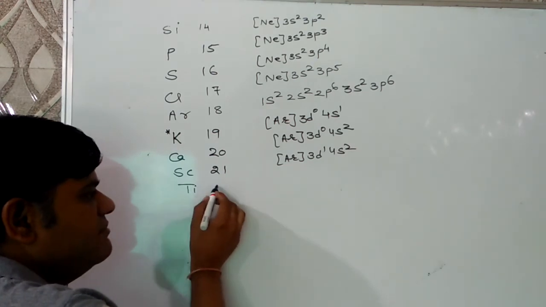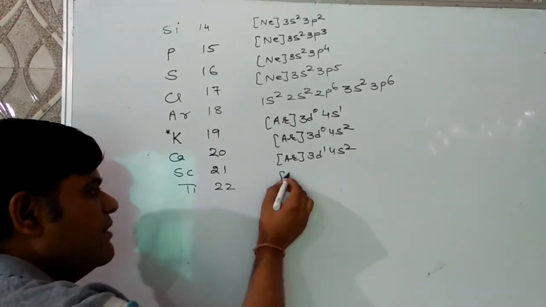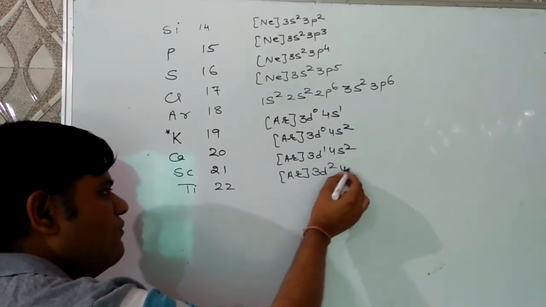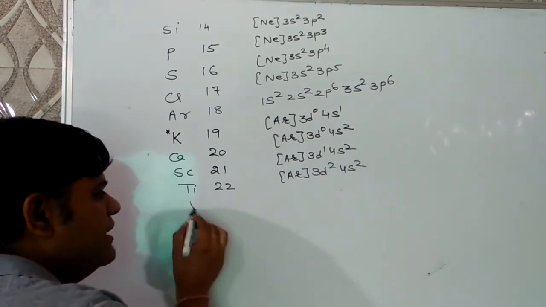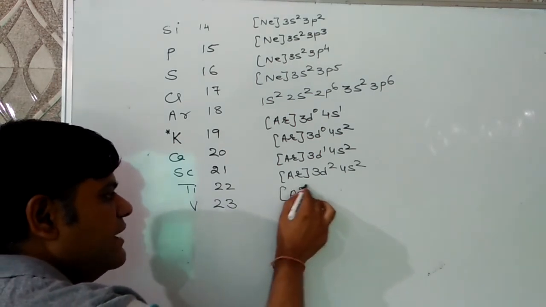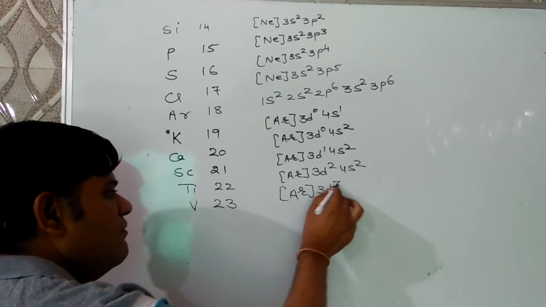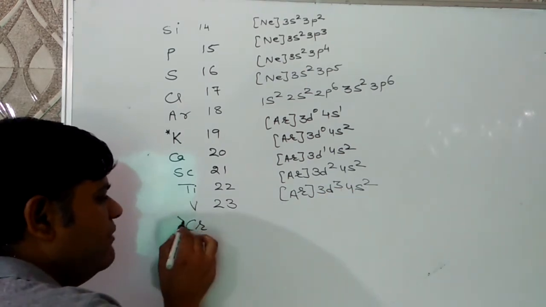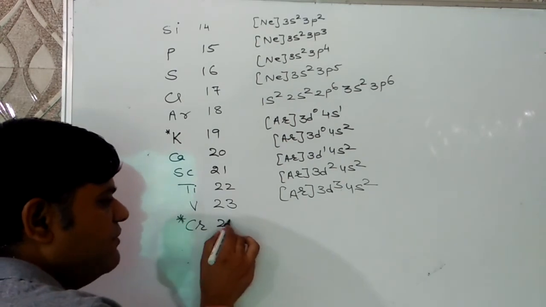Next one is titanium 22. It will be argon 3d2 4s2. Next one is vanadium. Atomic number 23. Argon 3d3 4s2.